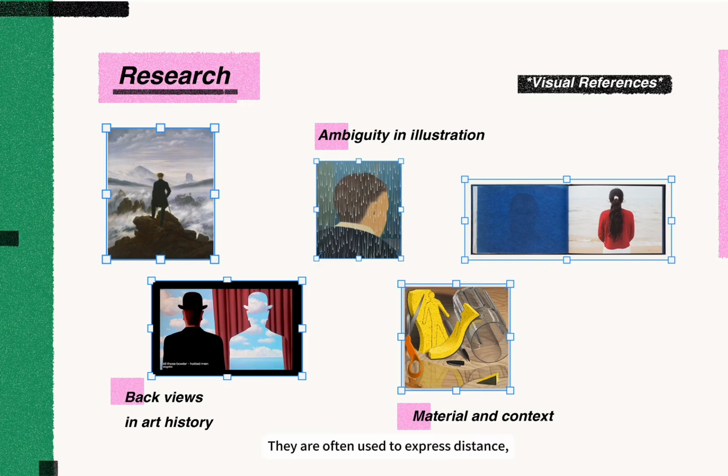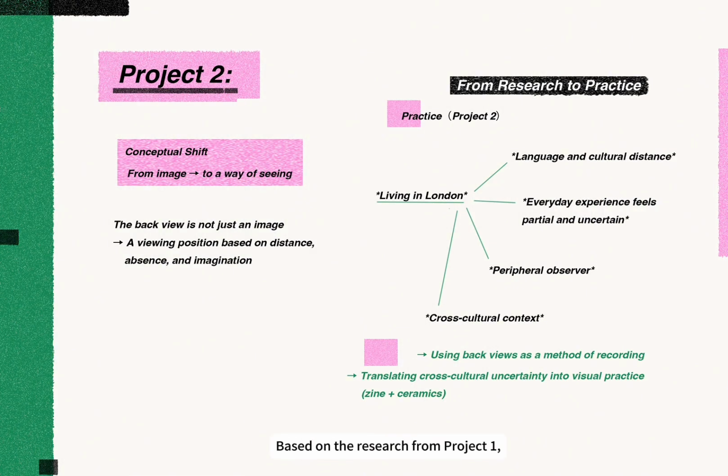I also noticed that back views are widely used in art history and illustration. They are often used to express distance, reflection, or unseen stories. In some illustrations, back views are combined with environment or materials to create an ambiguous and uncertain atmosphere. Based on the research from Project 1, Project 2 shifted towards observing back views as a visual symbol and connecting them with my lived experience in London.